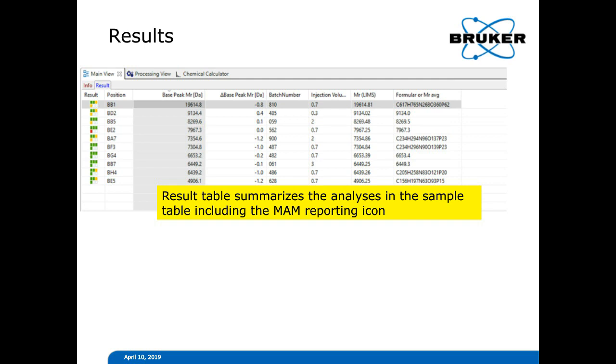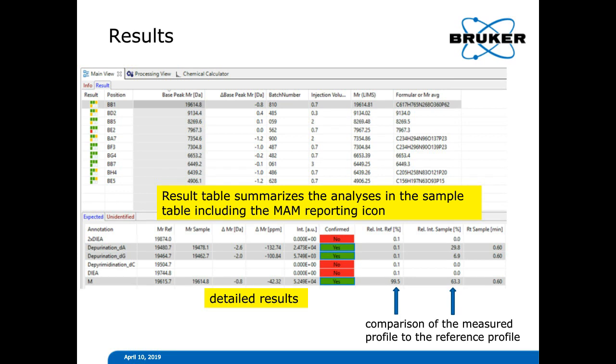So clicking on one of the rows leads you to a detailed result in the expected view. For each modification profile compound, as defined in the wizard, the matching information is given and a red or green color coding is assigned to each observed compound, whether it was expected in the sample or not. A comparison of the reference and measured profiles, as shown by the two blue arrows, is also possible.